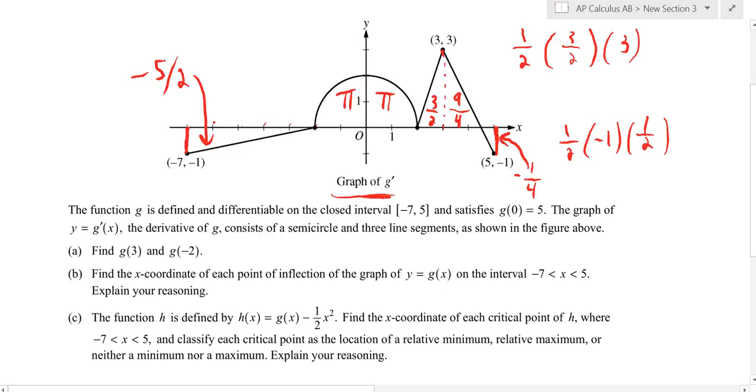So all this graph tells us, and once you put it in these terms, it makes these questions a whole lot easier, is whatever G is at -7, it goes down 5 halves, up 2 pi, up 3 halves, up 9/4, down 1/4. Cool? So once I know one point on this graph, I can find out where G is everywhere, because I know how much it's going up and down. And they happen to tell me that right here.